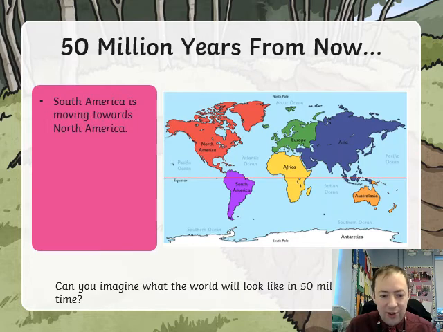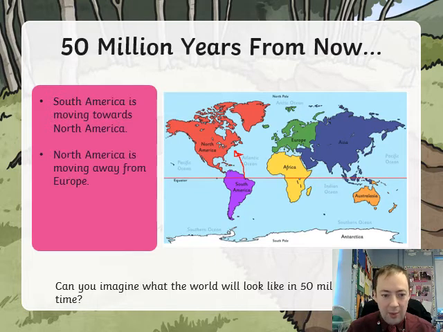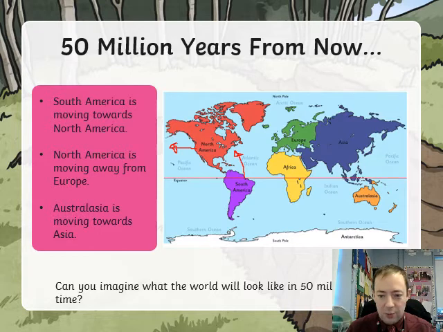So here are the continents now as they look today, and they are still moving. They don't move very far, they only move about 10 centimeters a year. But we can see South America is moving towards North America. If I draw that with a pen, there, it's moving in that direction. And we can see North America is moving away from Europe. That's going in that direction. And we can see Australasia is moving towards Asia. It's going in that direction.